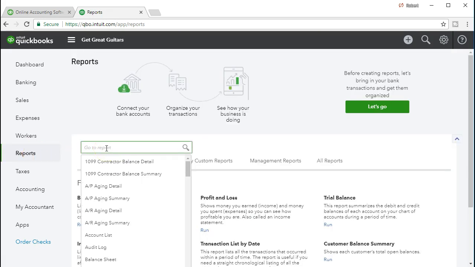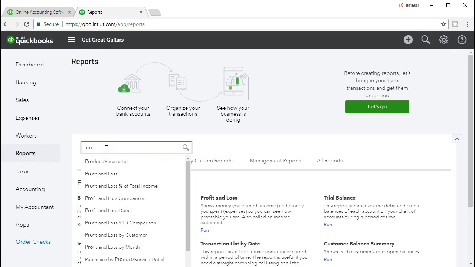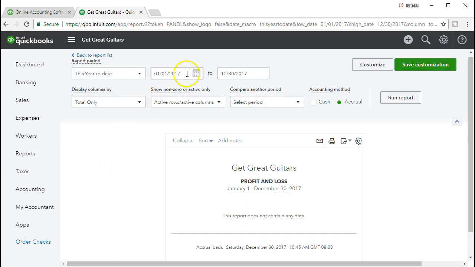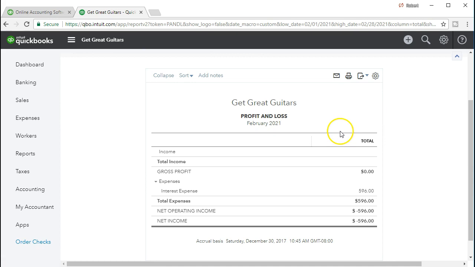If we close that back out, we're going to go back to the reports, and we're going to go to the profit and loss. And we're going to change the dates from 02/01/21 to 02/28/21 and run that report. And then we see the interest expense once again reducing the net income to a loss at this time.